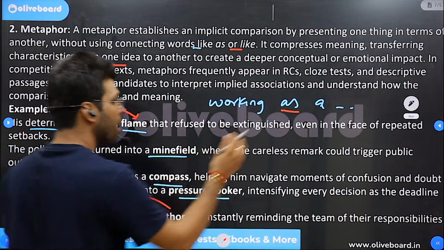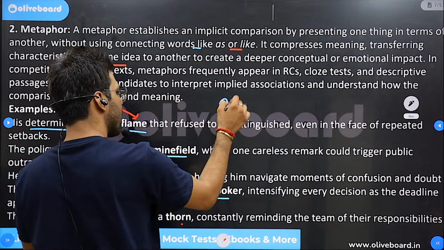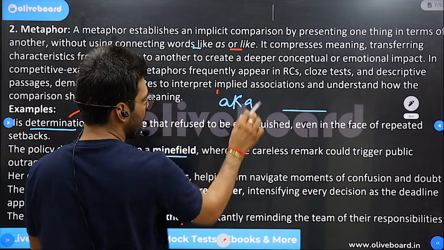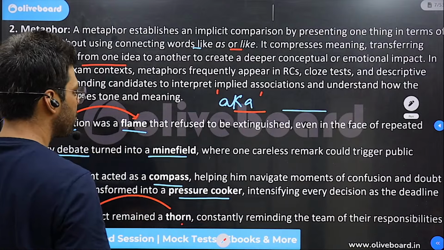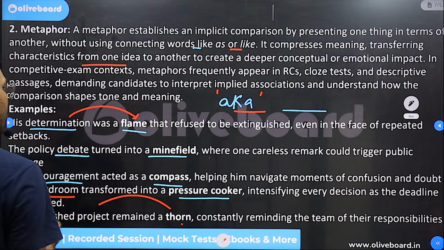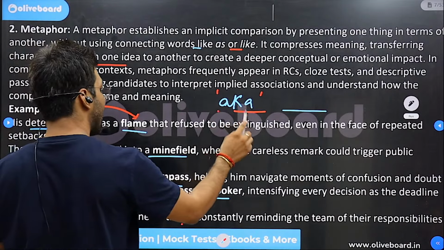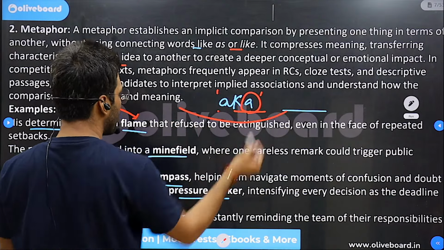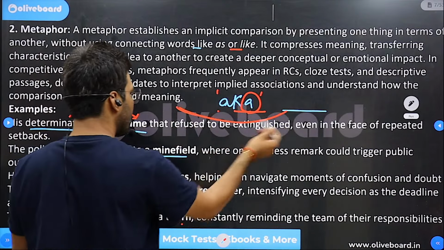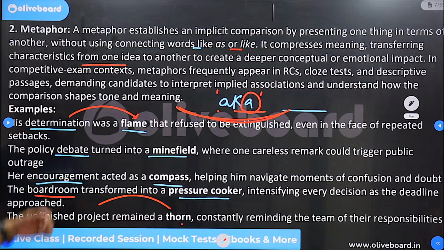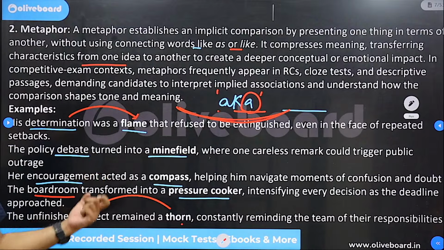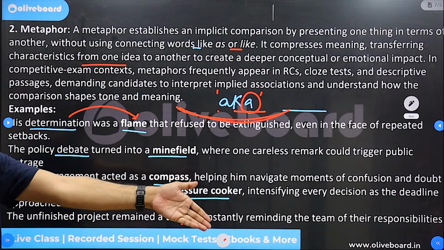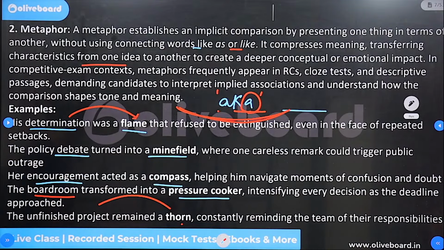Is that okay? Shah Rukh Khan is also known as King Khan. Remember the acronym AKA? Amitabh Bachchan is also known as Big B. Also known as. Now, Amitabh and Big B are not two different people. Shah Rukh Khan and King Khan are not two people. So, working as, known as, acting as, that means the same object is called this. They are not two different objects compared. Is that okay? I hope it helps.